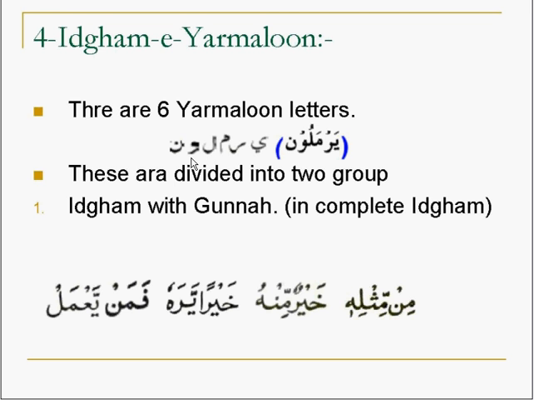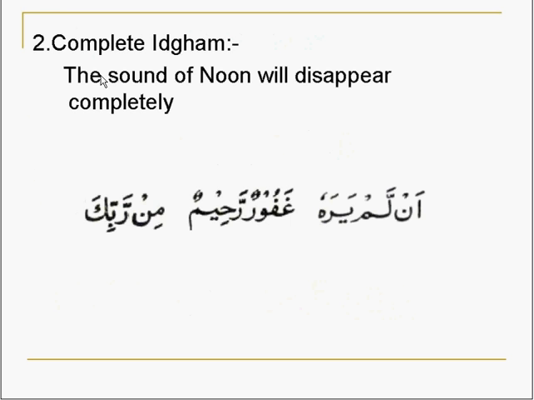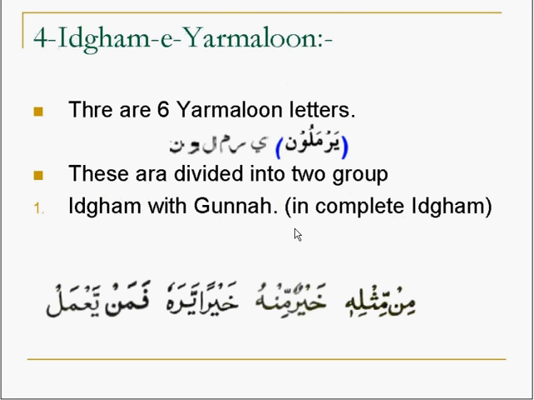When do we do ghunna? With Ya, Mim, Waw and Noon, without Ra and Lam. Whenever Ya, Mim, Waw or Noon come after the noon sakin or tanween, we merge the letters but with ghunna. But if the letters Ra and Lam come after the noon sakin or tanween, we don't need to do ghunna. As you can see on the next page, the sound of the noon will disappear completely. You can see here, "alam yarahu". This is the second. Let me move to the previous page once again.